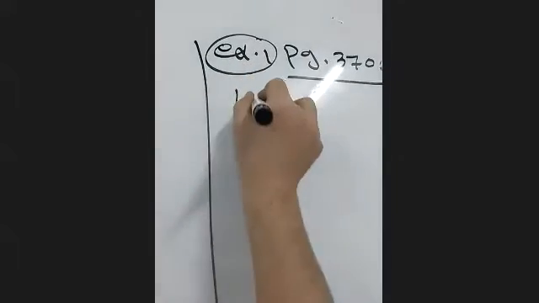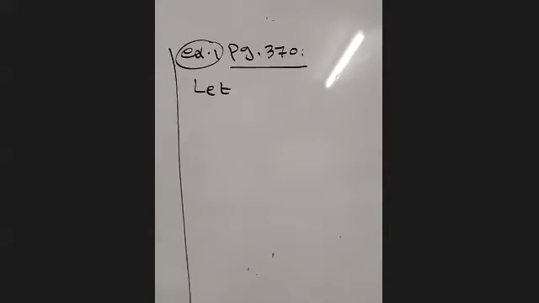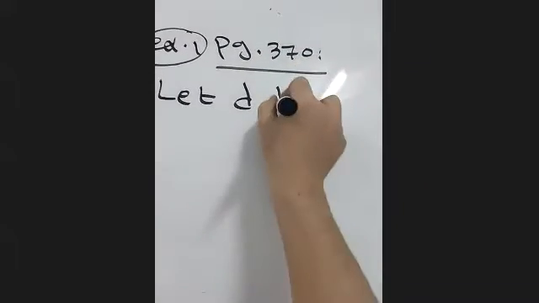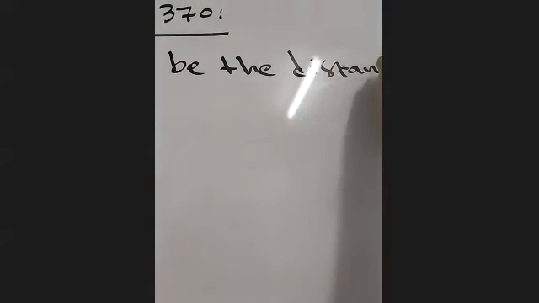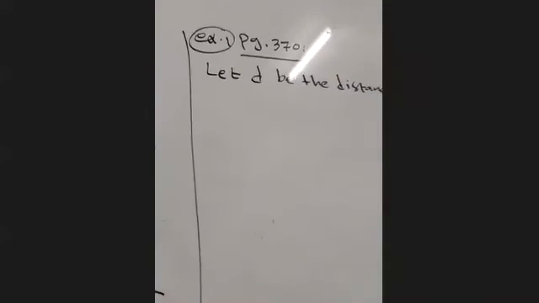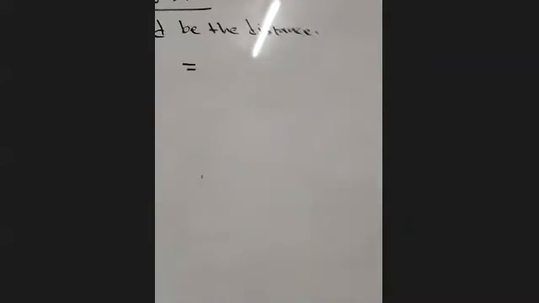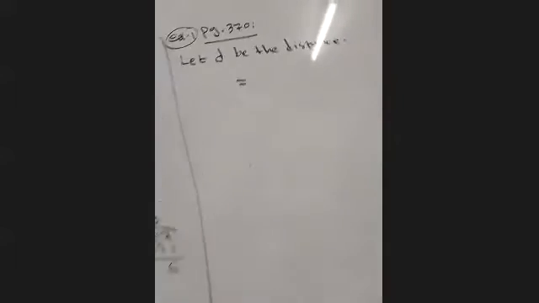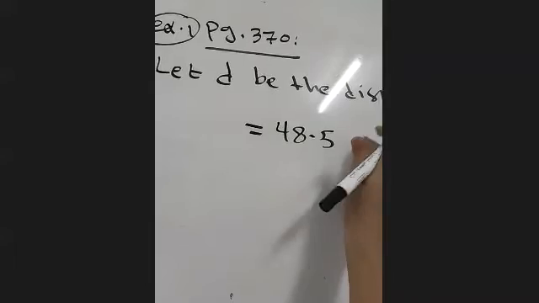Now we don't know the distance, right? Let D be the distance. The answer was 48.5 miles per day.